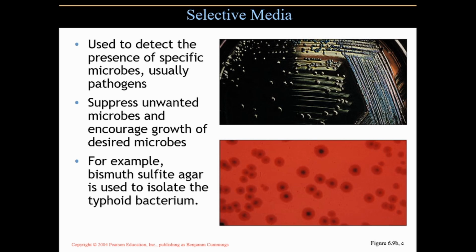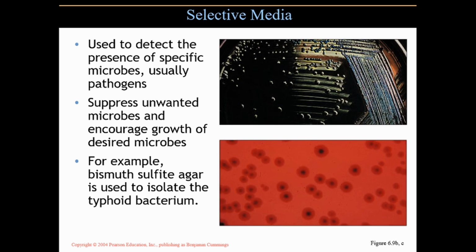There are others as well. Ones that we commonly use in my micro lab would be mannitol salt agar, which has a high salt content, and because of that salt content, it's perfect for growing Staph aureus. There's another one called EMB, eosin methylene blue, which contains dyes that inhibit gram-positive bacteria and encourages the growth of specific gram-negative bacteria, especially E. coli. So there are others. They are selecting, and that's why they're called selective, because they're selecting for the growth of a particular species.